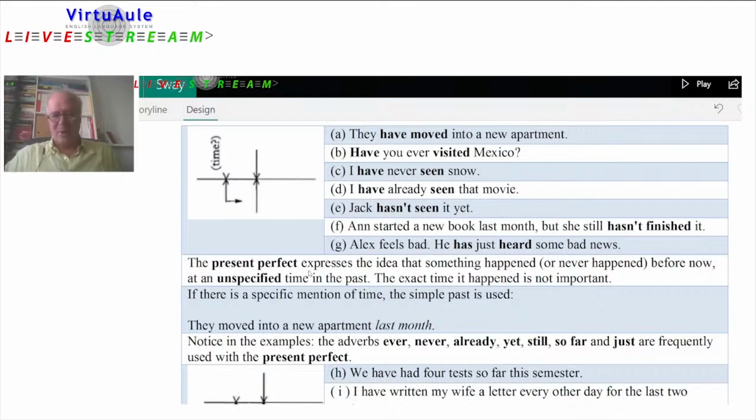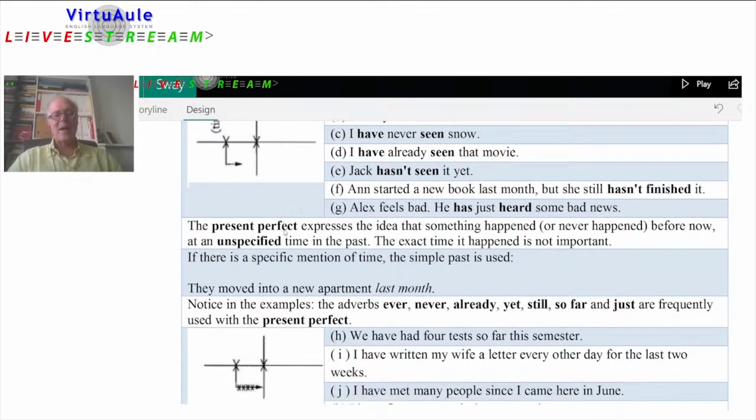The present perfect expresses an idea that something happened or never happened before now, at an unspecific time in the past. The exact time it happened is not important. Look at the chart here. We have the present and we have something that happened in the past and it is linked to the present. I don't know when.